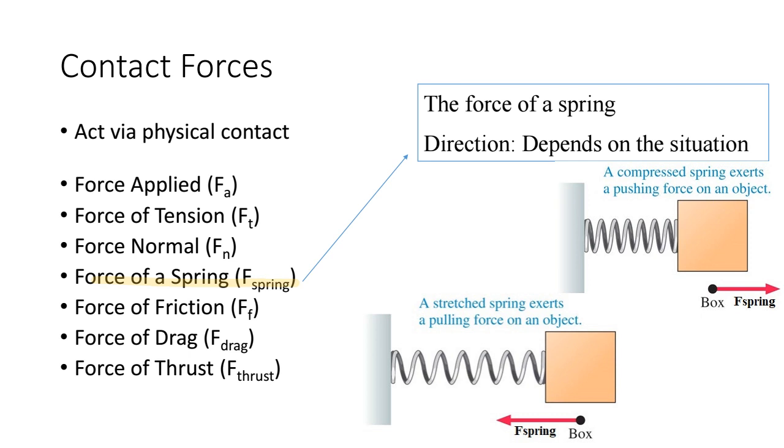The force of a spring, labeled as F spring, is the force created by a spring. Its direction depends on the situation, and it's opposite of what you might imagine. So if you're stretching a spring, let's say you have a person pulling this way on the spring with all of their might, the spring is going to act in the opposite direction, pulling back. And if you're compressing a spring, pushing on it with all your might, the spring is going to push back in the opposite direction at you.